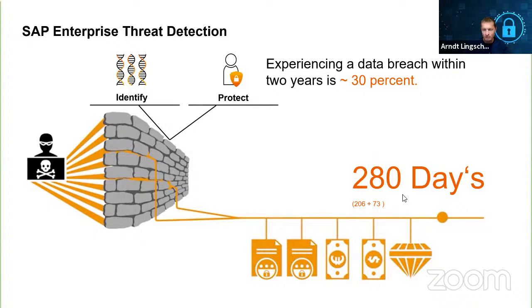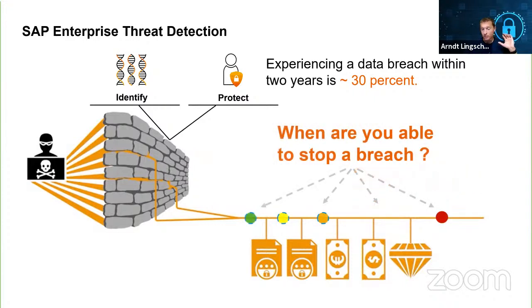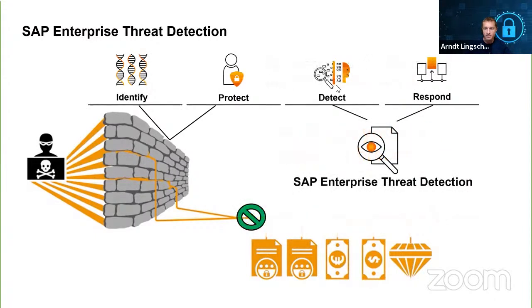But looking at this 280 days, this is what enterprise threat detection focuses on: trying to stop the security breach at an early point in time. So maybe here or here, but for sure not here or here where everything has already been seen by the attacker. That's where enterprise threat detection comes in to detect and respond to any kind of suspicious events and anomalies inside of this game here.